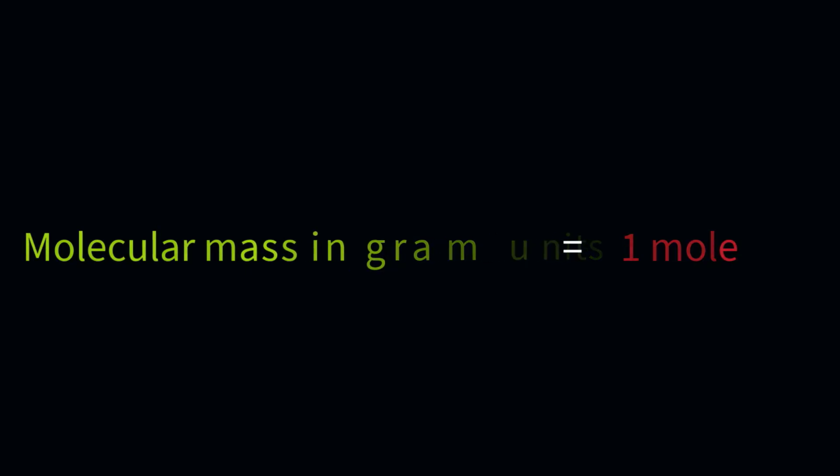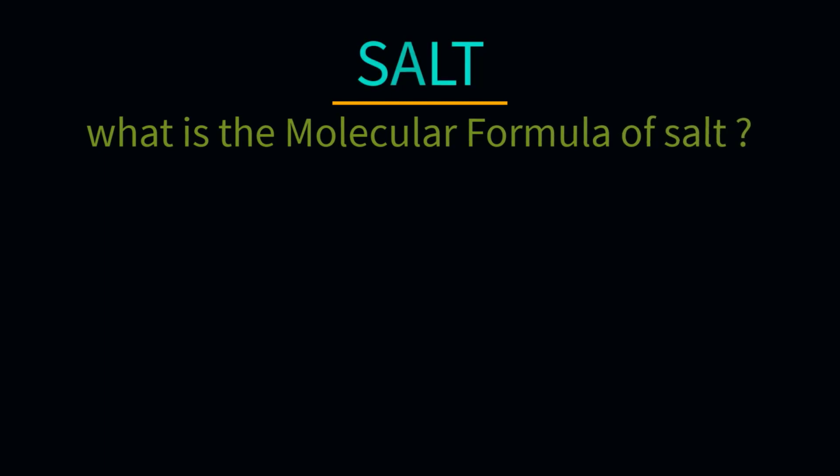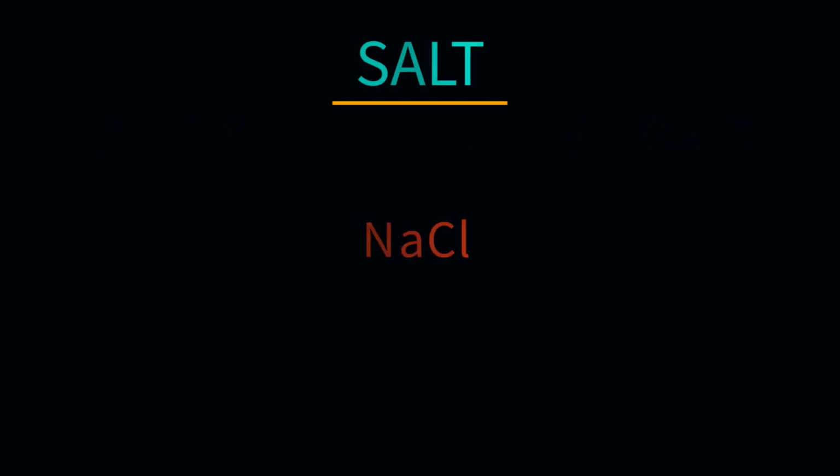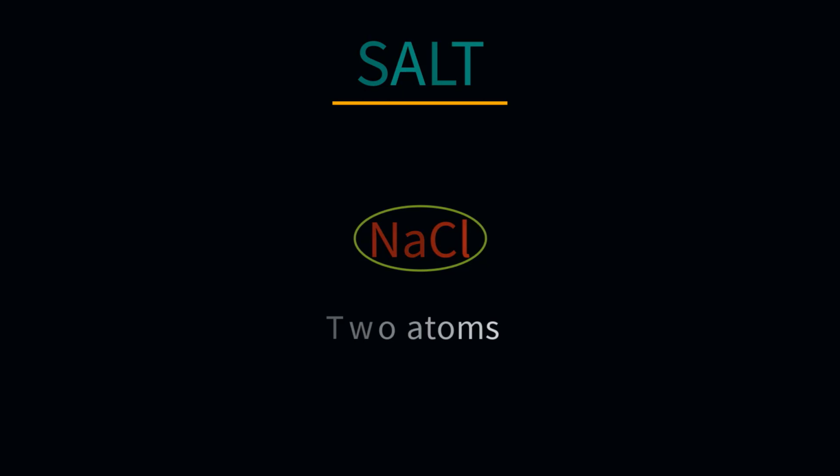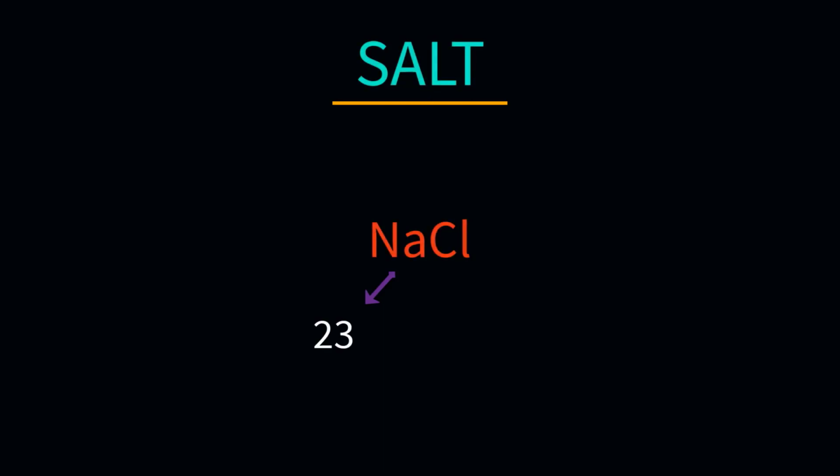We can take the substance salt as an example. So, what is the molecular formula of salt? NaCl. How many atoms are there in this molecular formula? 2 atoms. One is Na and the other is Cl. The atomic mass of Na is 23. The atomic mass of Cl is 35.5.